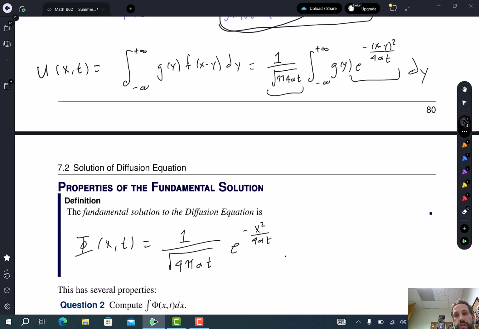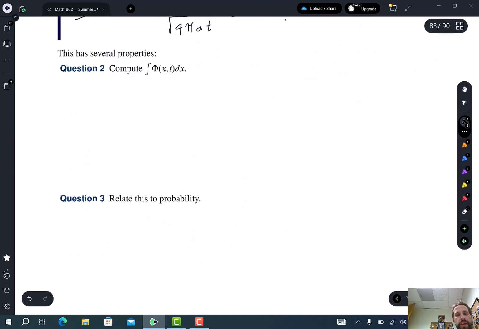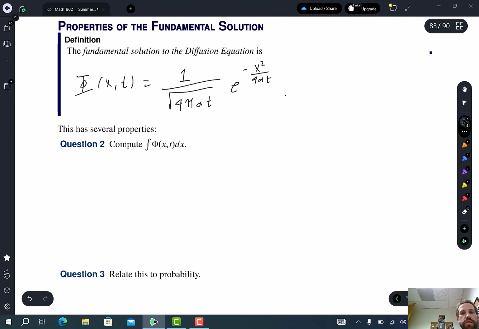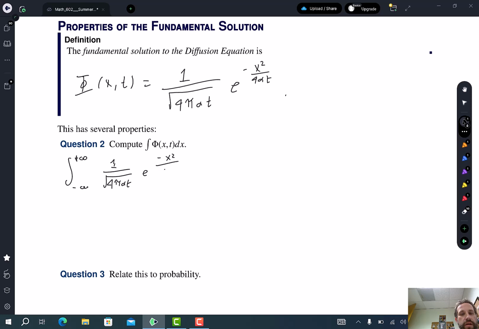It's called the fundamental solution because it satisfies the diffusion equation, which we'll talk about in just a minute, and you can kind of get all of the other solutions from it. Okay, in this sense, this is the formula. So let's compute what its integral is equal to. We have the integral from minus infinity to positive infinity of 1 over the square root of 4 pi alpha t times e to the minus x squared over 4 alpha t dx.